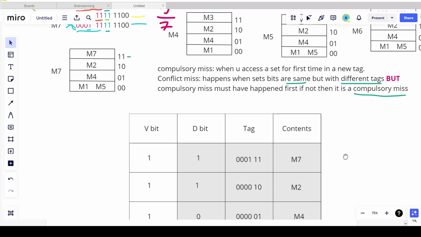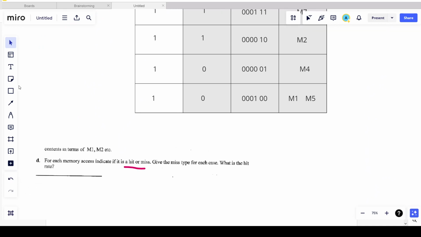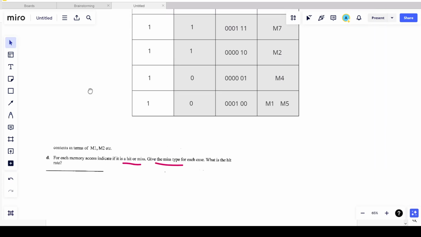I hate this program. And now it says give the mistype. We already indicated the mistypes, conflict and capacity.